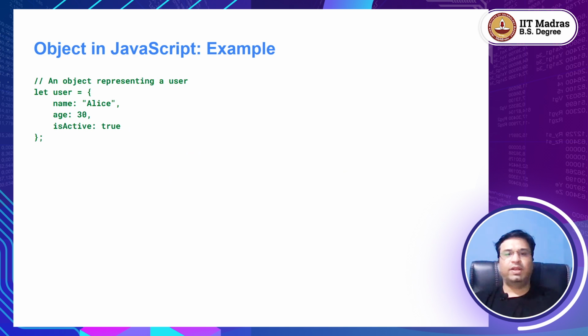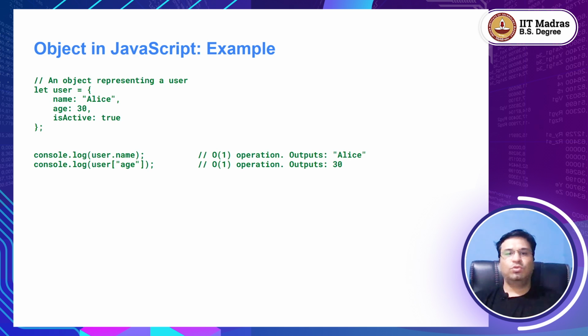For example, we declare a variable user and assign it an object. Inside the curly braces, we define three key value pairs: name with the value Alice, age with 30, and isActive with true. To access a value, you use either dot notation or bracket notation with the key. Both are typically very fast, averaging O(1) or constant time, because JavaScript engines are optimized to quickly find values based on their keys using hashing internally.